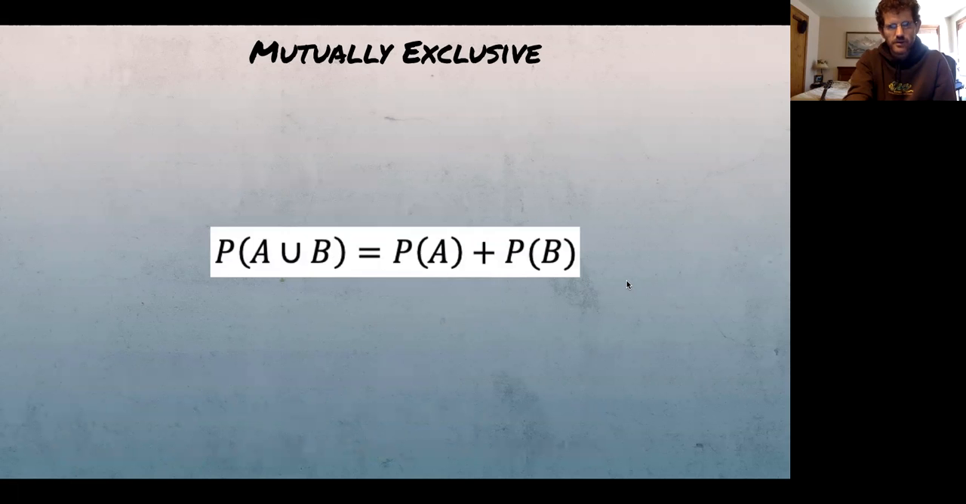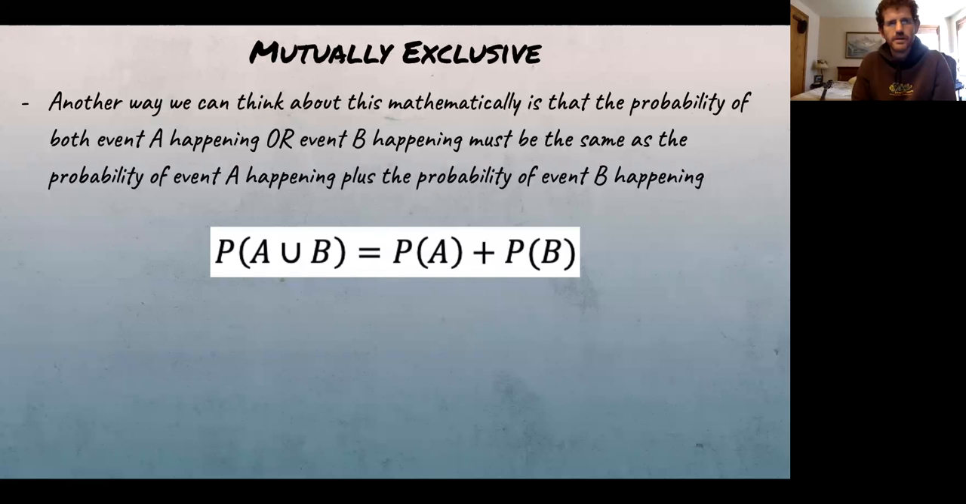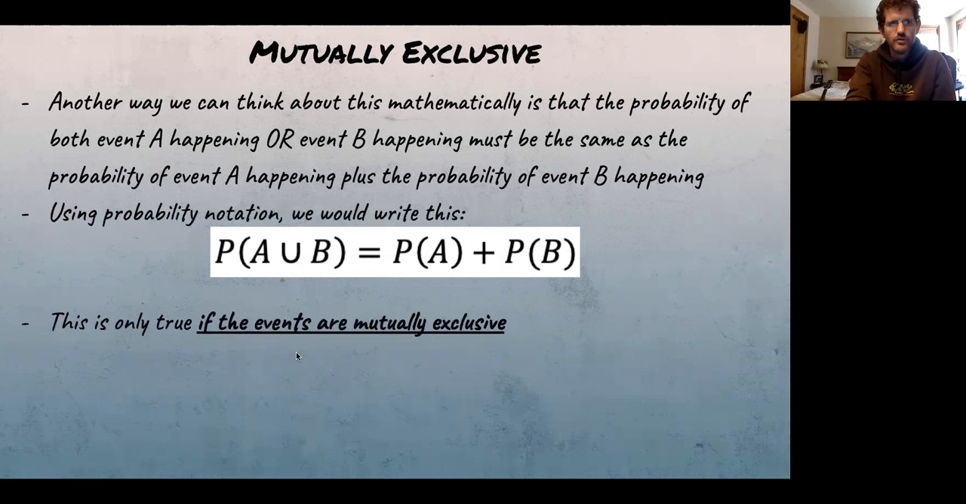But here's another thing we can do, and this is again still mutually exclusive. So the probability of A or B happening must be the same as the probability of A plus B happening. And this is what we call the addition rule. So the probability of A plus the probability of B equals the probability of A or B. But this is only true if the events are mutually exclusive. Okay, so this is a key criterion that must be met.